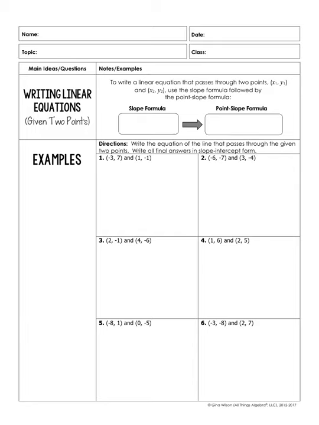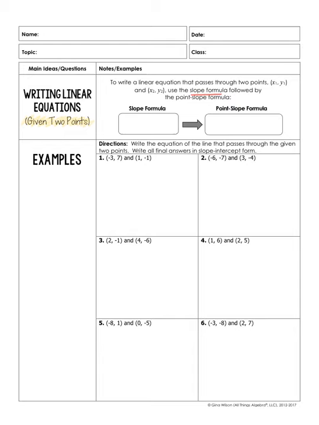Hi guys, today's lesson is another day of point slope formula. However, this time, instead of knowing a point and the slope, we're only going to be given 2 points. So we're going to have to use those 2 points to get our slope. So to write a linear equation that passes through 2 points, (x1, y1) and (x2, y2), we have to first use the slope formula followed by the point slope formula.